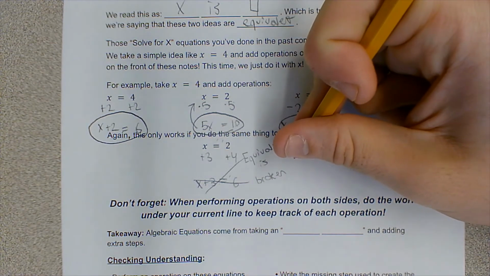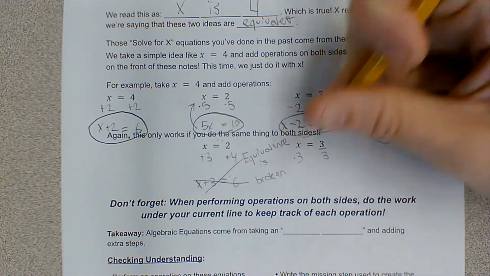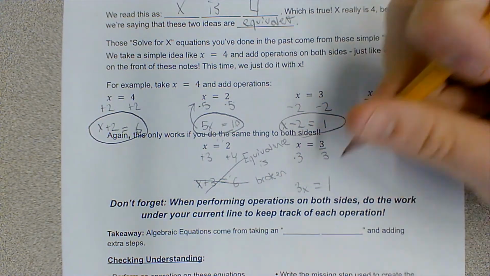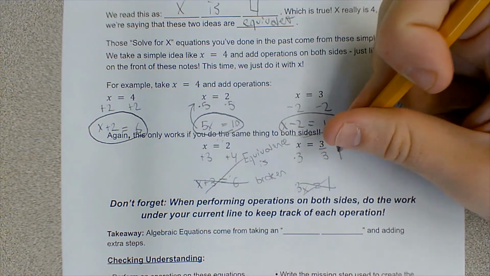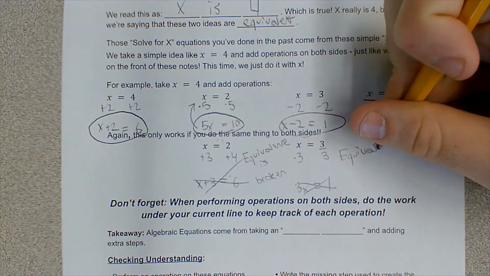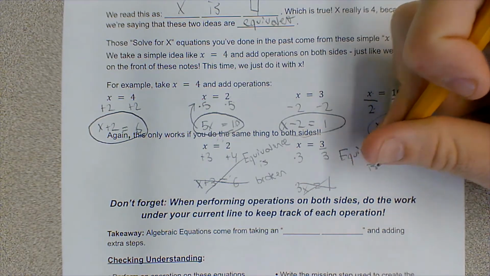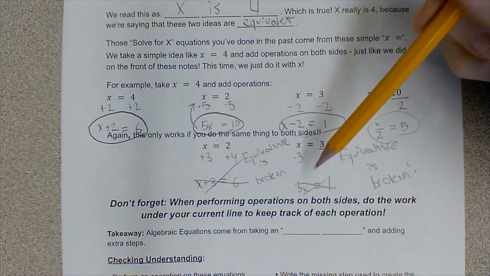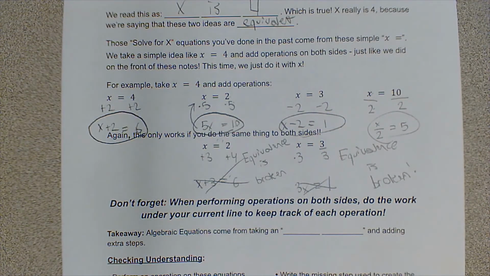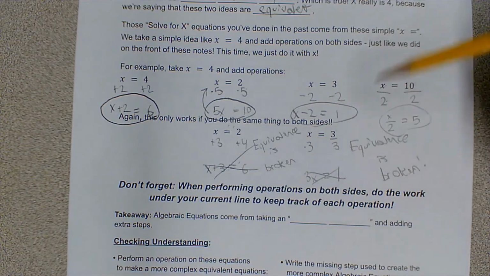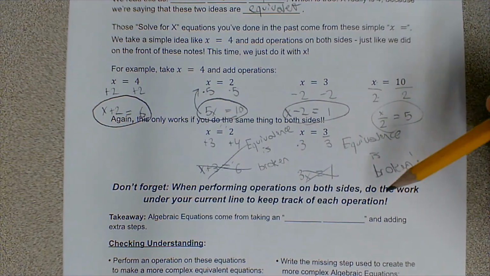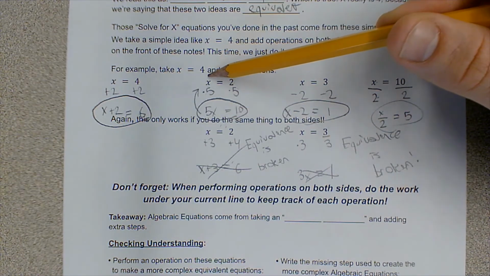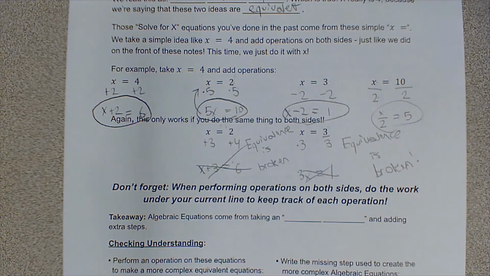Same thing here. If I multiply by 3 here, but I divide by 3 there, I'll get something like 3x equals 3 divided by 3 is 1, but equivalence is broken. This won't help me at all. I need to make sure I do the same thing on both sides. And I don't want you to forget, when you're performing operations on both sides, do the work under your current line to keep track of each operation. So I want you to do all your work down from line to line.